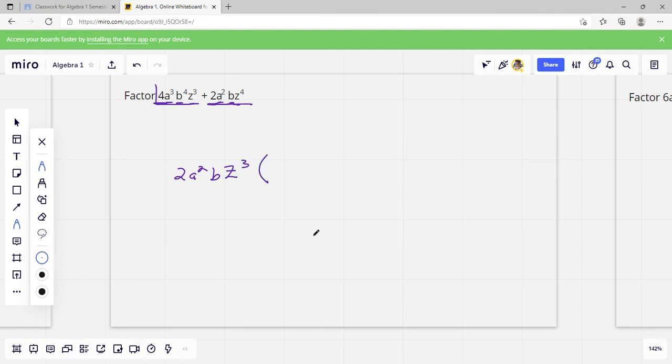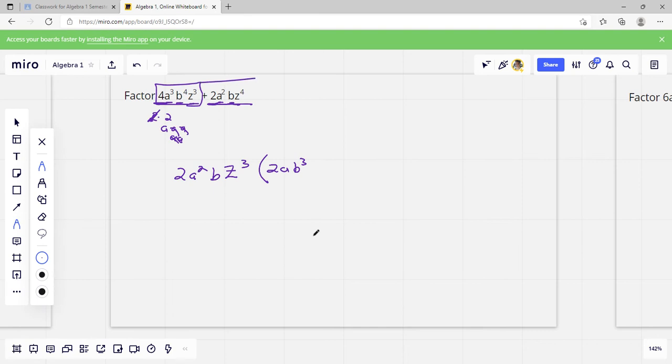Now we're going to look at this one first. Okay, so how many times does 2 go into 4? It goes 2 times, right? Because that was 2 times 2. And we used one of those 2, so there'd be 2 left. A to the third, that will be A, and we already used A, right? So we're going to have 1A left. B, we pulled out 1, so we're going to have 3 B's left, so B to the third, and Z to the third, we used the whole thing on that one.